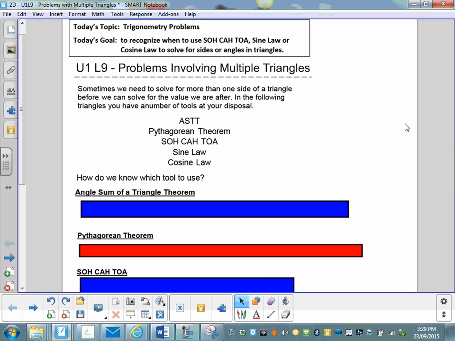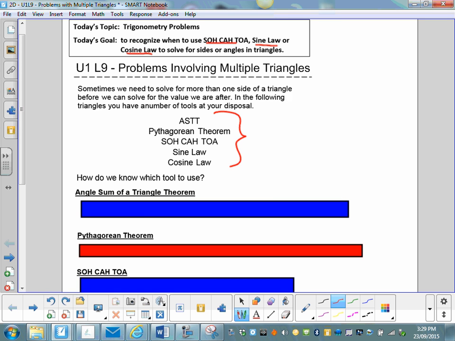Okay guys, today we're looking at trigonometry problems. And our goal is to recognize when to use our different rules. So when to use SOHCAHTOA, when to use sine law, when to use cosine law to solve for sides or angles in these triangles. So we have a lot of different tools at our disposal here.